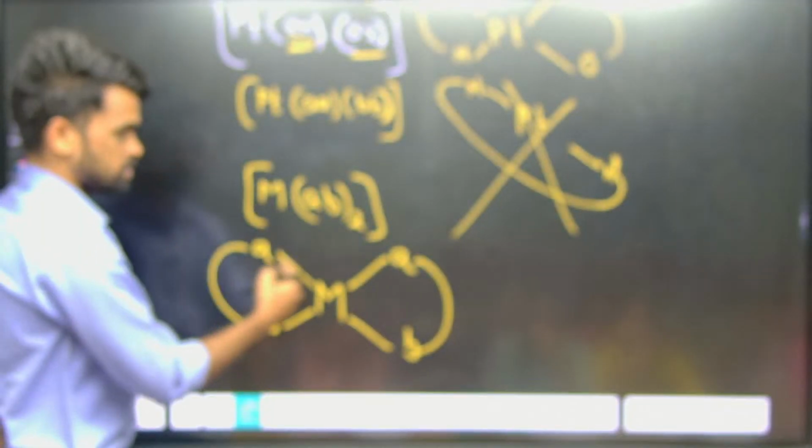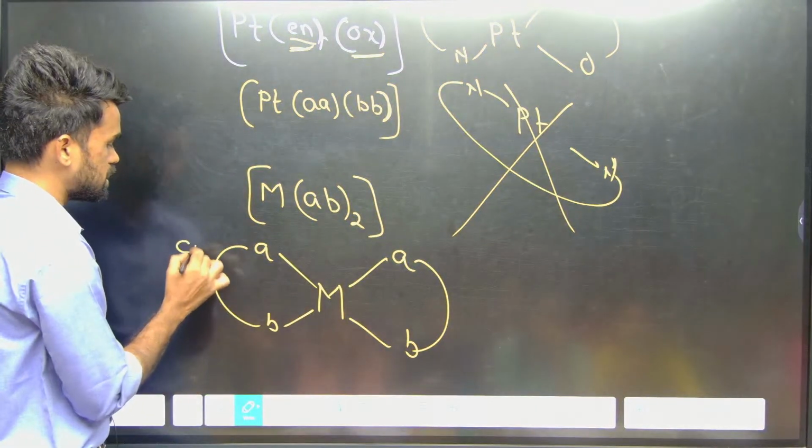A, B, like this I am putting. Next one, here also A, B. So A, A, how are they? Cis, at 90 degrees to each other. So this is the cis isomer, I can say.